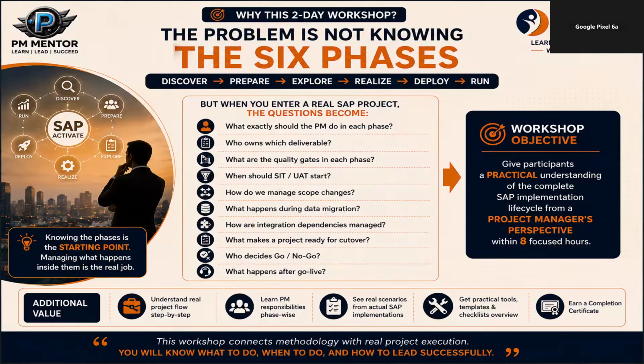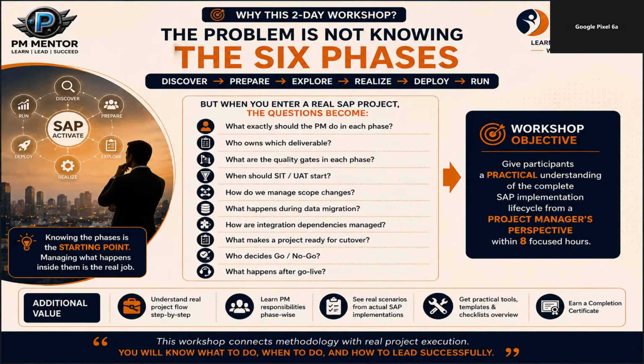Now, let me explain why I designed this two-day workshop. Most people who start learning SAP Activate begin with these six phases: discover, prepare, explore, realize, deploy, and run. And yes, knowing these phases is important, but this is only the starting point. The real challenge starts when you enter an actual SAP S/4HANA project. Because once you enter a real project, nobody is going to ask you only what comes after explore, or what is the realize phase?